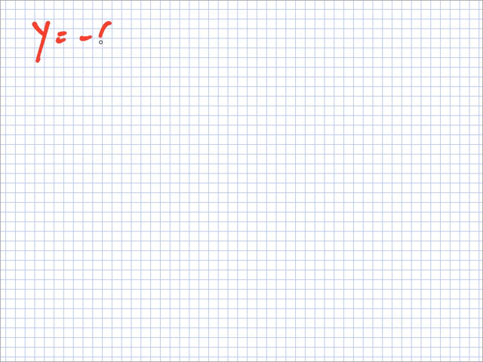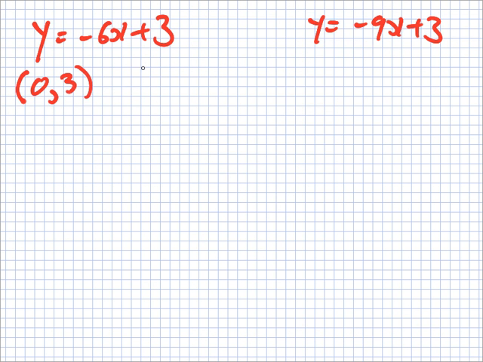y equals minus 6x plus 3 and y equals minus 9x plus 3. So the y-intercept is (0, 3), and the x-intercept I think will be (a half, 0), is that right? And here it's (0, 3), and this one is (1 over 3, 0). This one's really nice.